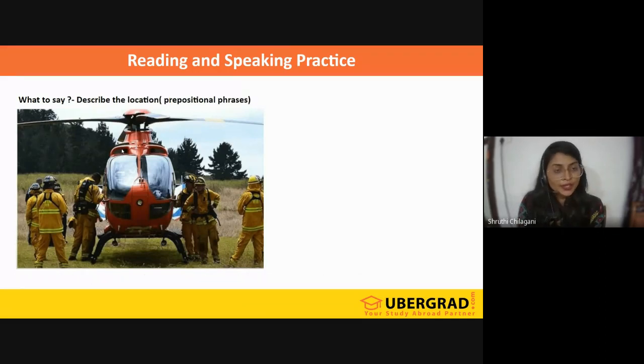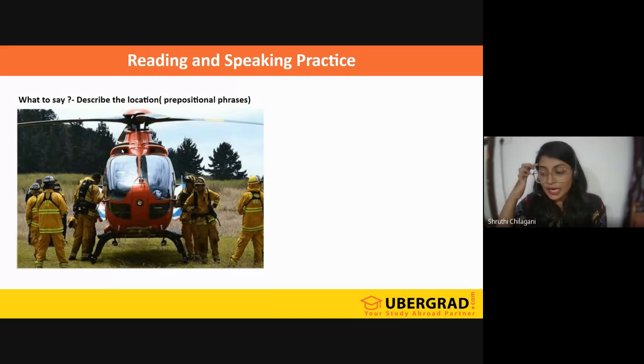The next point is that you will be trying to describe the location. Do you guys remember what prepositional phrases are? We've spoken about this in the writing section. Prepositional phrases tell about the position, in the front or on the back, under the table, in the foreground, to the right, to the left, at the top, bottom, whichever is focusing on the position. Now, who wants to try describing the location?